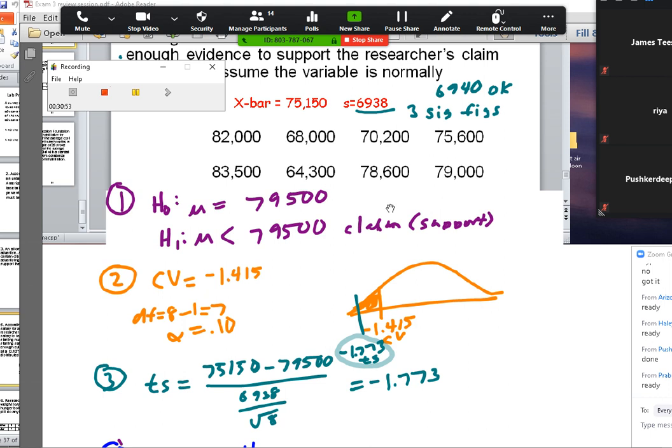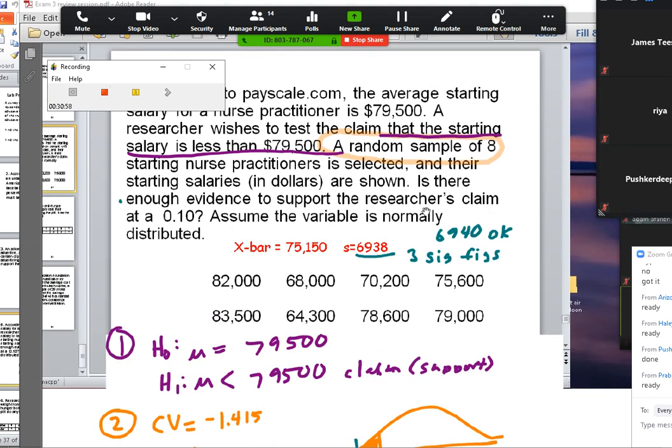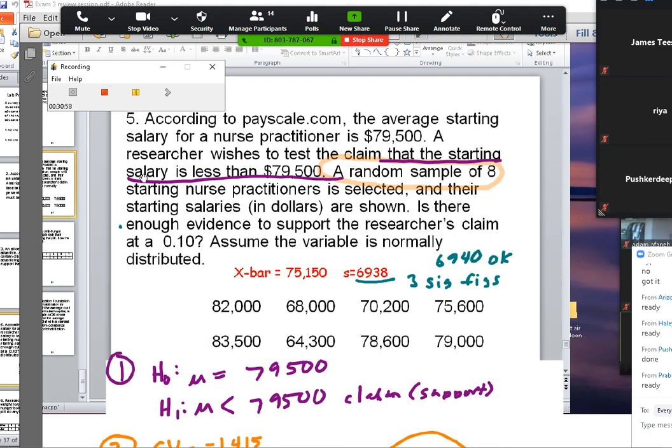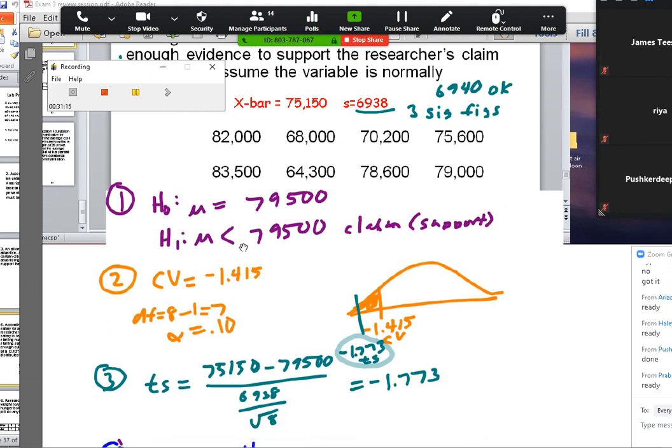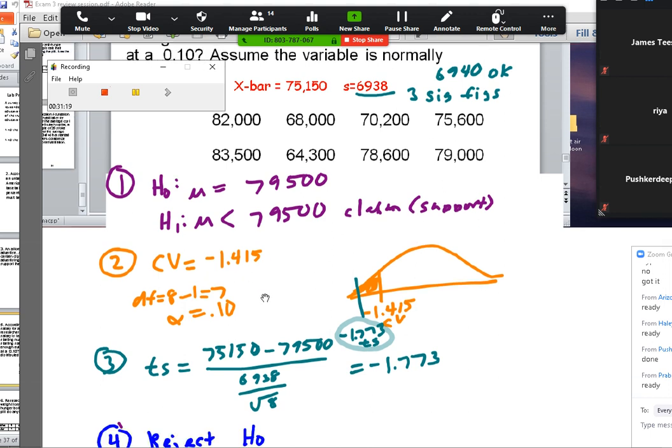Alright, so then our H naught is, let's see, my claim is the starting salary is less than 79,500. So that's my claim, which means that my H naught should be that it equals 79,500. So H naught is mu equals 79,500. H1 would be my claim, mu is less than 79,500. So again, I'm going to use the word support here.